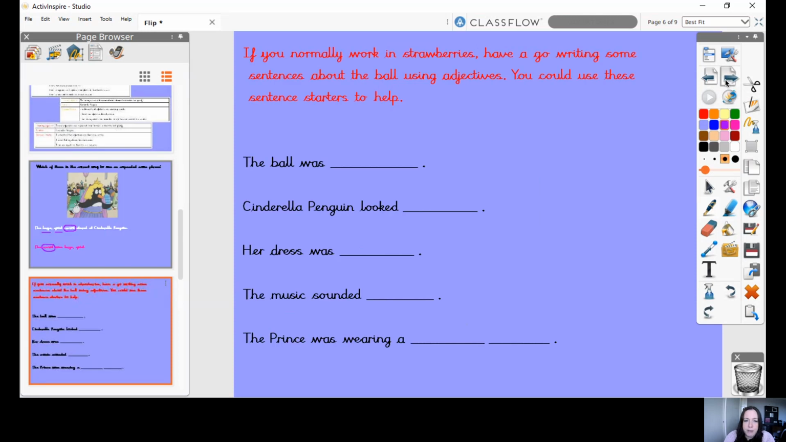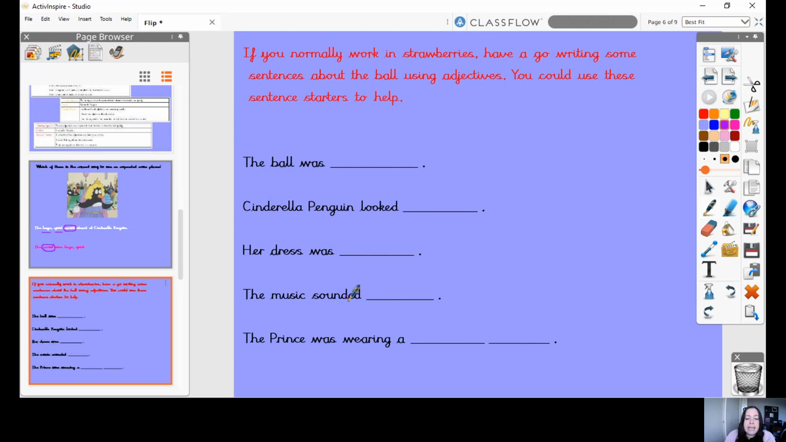Okay, so strawberries, you have got some sentence starters to help you, and you can use the adjective help sheet, which everybody else is using as well, to complete these sentences. And you're just going to add some lovely adjectives that you think really describe what Cinderella Penguin, her dress, the music, the prince and the ball was like. So here, for example, you might have the ball was loud and crowded. Cinderella Penguin looked beautiful. Her dress was sky blue.